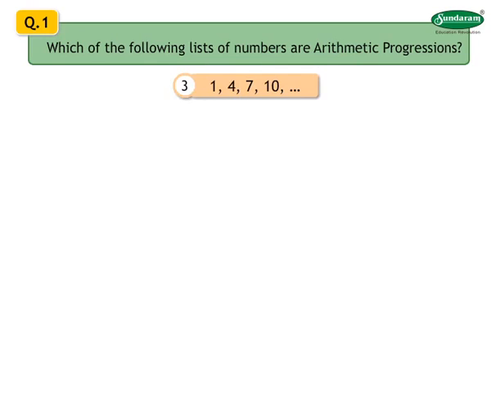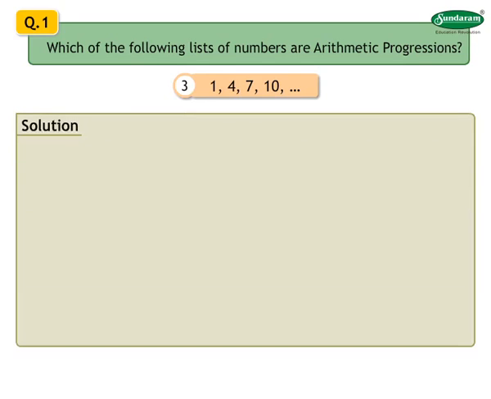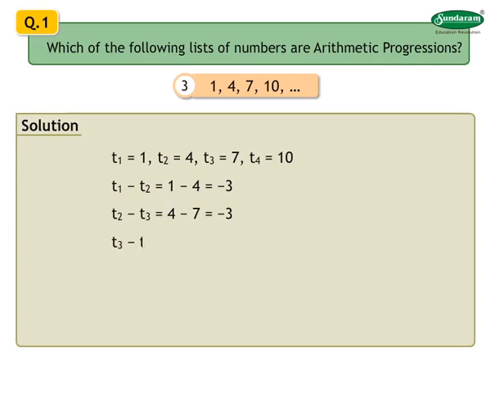Number 3. 1, 4, 7, 10 and so on. Solution. T1 is equal to 1, T2 is equal to 4, T3 is equal to 7, T4 is equal to 10. T1 minus T2 is equal to 1 minus 4 is equal to minus 3. T2 minus T3 is equal to 4 minus 7 is equal to minus 3. T3 minus T4 is equal to 7 minus 10 is equal to minus 3.